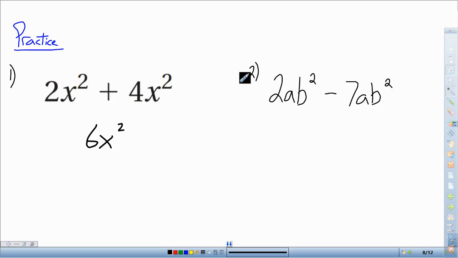Okay, taking a look at number 2. Again, are these like terms? They both have an a and a b squared. So yes, they are considered like terms. So we can go ahead and combine them. 2 minus 7 gives me a -5ab squared.